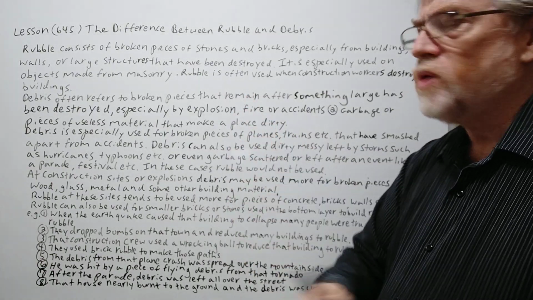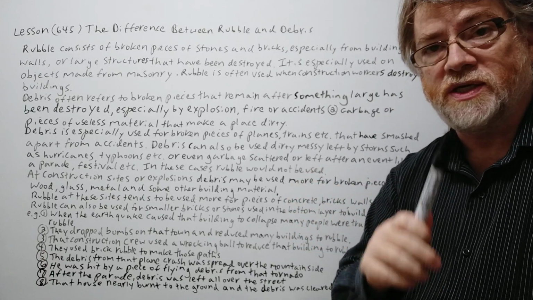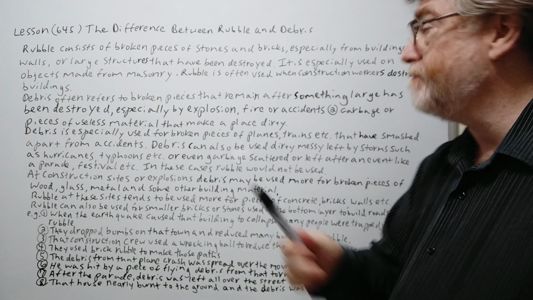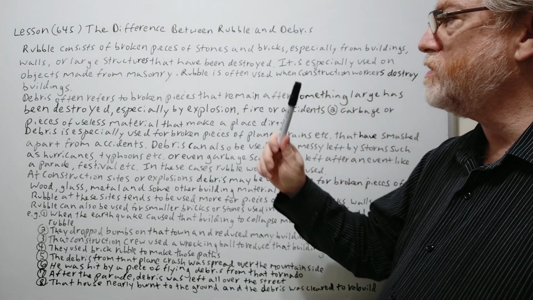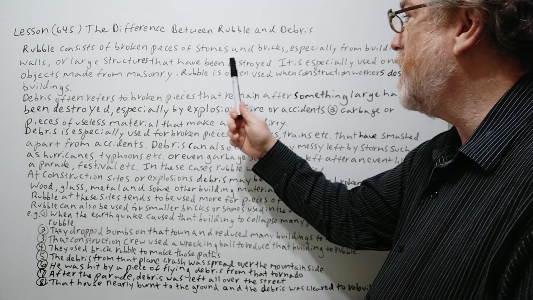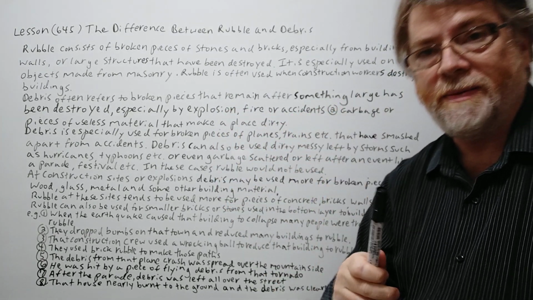Rubble consists of broken pieces of stone and bricks, especially from buildings, walls, or other large structures that have been destroyed. It is especially used on objects made from masonry. Rubble is often used when construction workers destroy buildings.